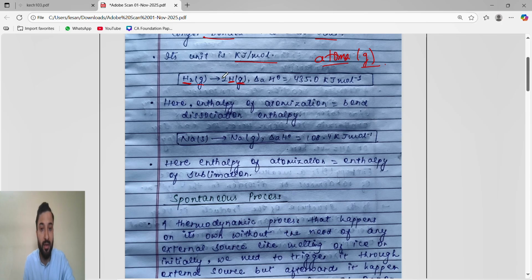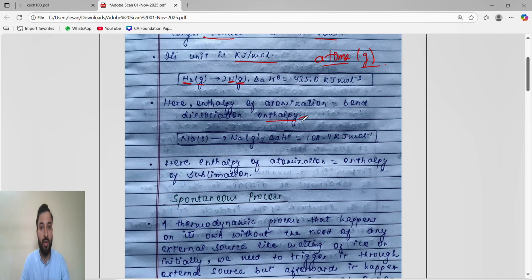So what is happening here? Here we see enthalpy of atomization is bond dissociation enthalpy, because the hydrogen molecule's bond is breaking down into hydrogen atoms. The H2 molecule's bond is broken down into hydrogen atoms. So here we say it is the energy required to break the bond of the molecules. So this is called bond dissociation energy, the energy required to break the bond.